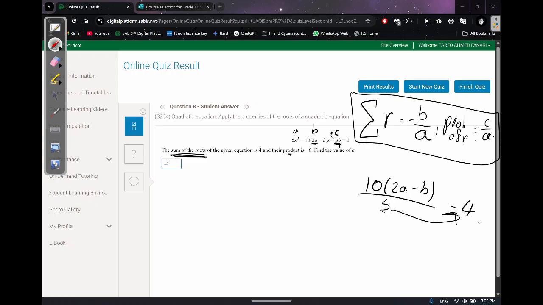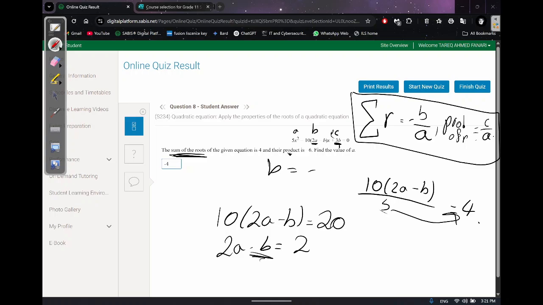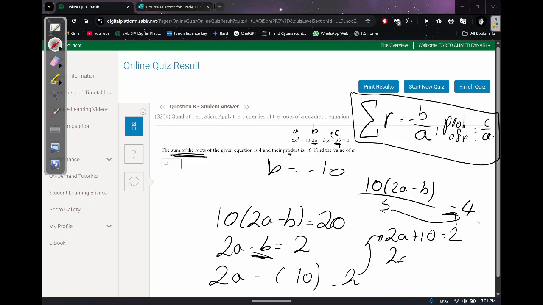Take this to the other side, or multiply by both sides. 10 into 2A minus B is equal to 20. Divide by 10 on both sides. 2A minus B is equal to 2. We have B. B was negative 10, if you remember. So 2A minus negative 10 is equal to 2. So this is actually 2A plus 10 is equal to 2. Take this to the other side. 2A is equal to negative 8. A is equal to negative 4. And this is your answer.